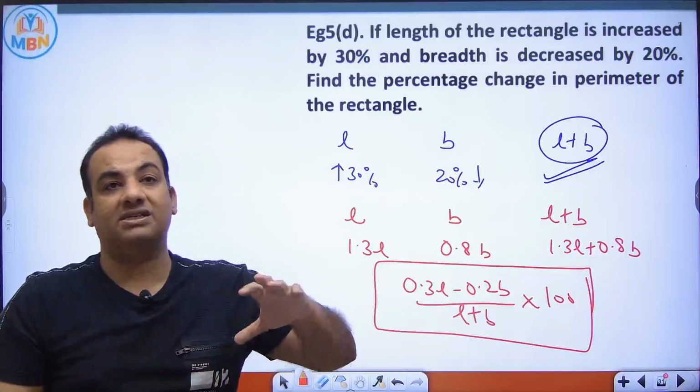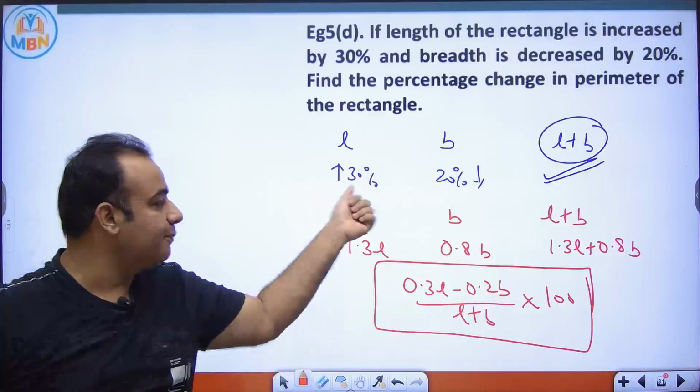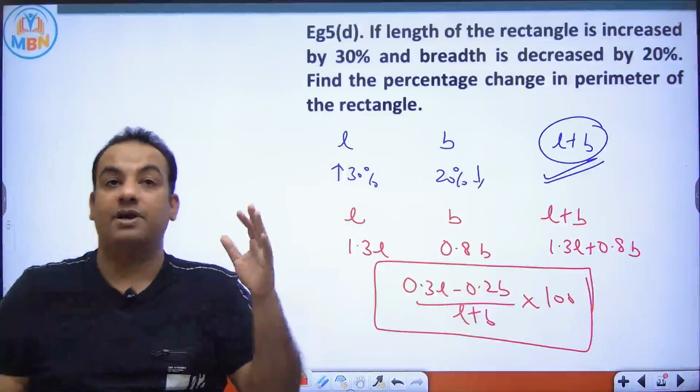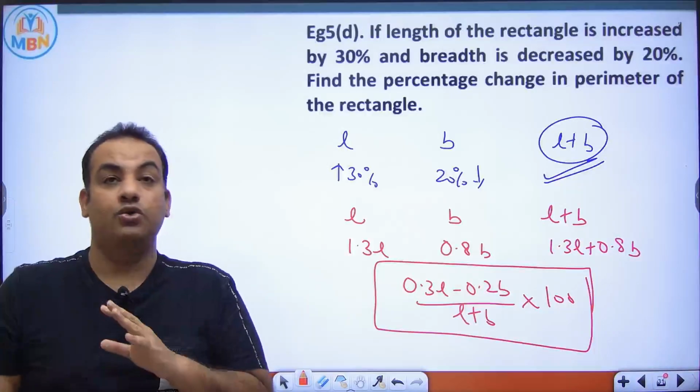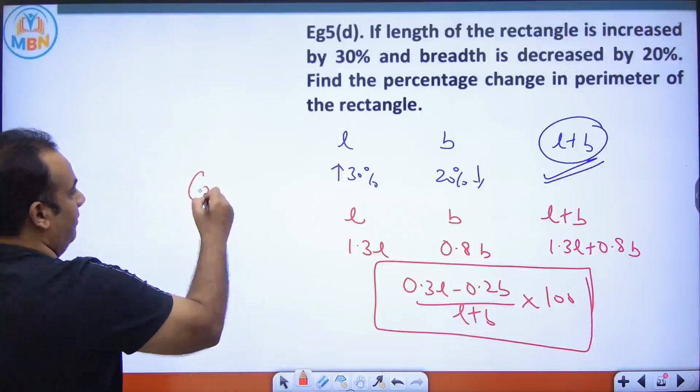Why was it getting correct in area? Because area depends on a product. So whenever there is a question on a product, you can directly put values. But whenever the question is on a sum, you cannot put the values. You have to go by variables. So the answer for this is: cannot be determined.